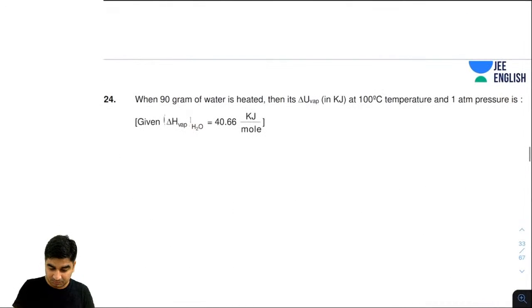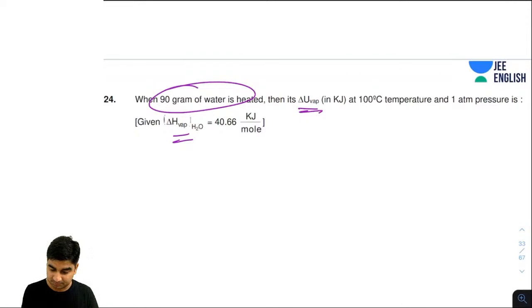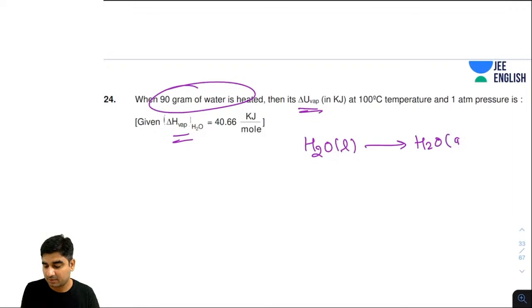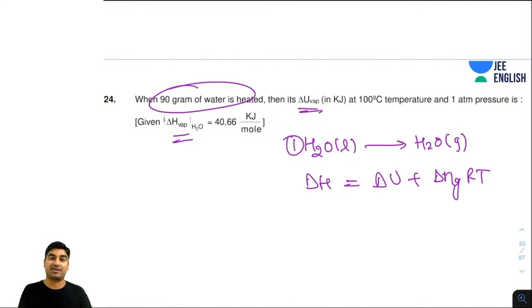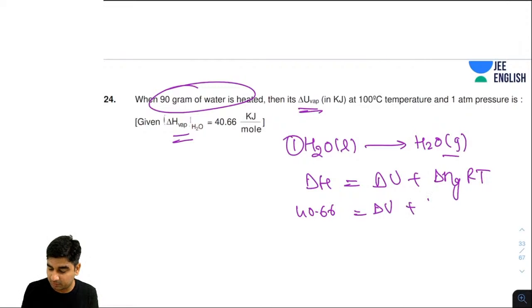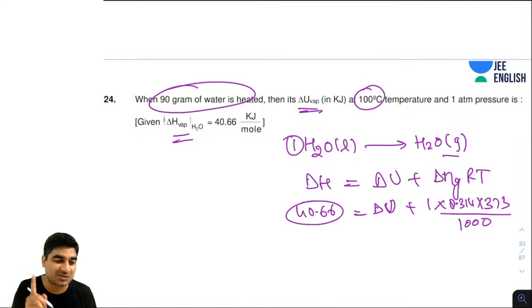So guys, this was again: 90 gram water is heated, delta U of vaporization is given, and delta H. So guys, what will you do? H2O liquid will give you H2O gas. So delta H will be equal to delta U plus delta Ng RT. So this is for 1 mole, guys. Again, a very good problem. Believe me, it is again from a Mains level point of view, a very good problem. You will get here delta H is 40.66, delta Ng would be 8.314, and what is the temperature here? The temperature is 100 degrees, so 373, divided by 1000. Why? Because it is in kilojoules. So delta U. But guys, this is not the answer.